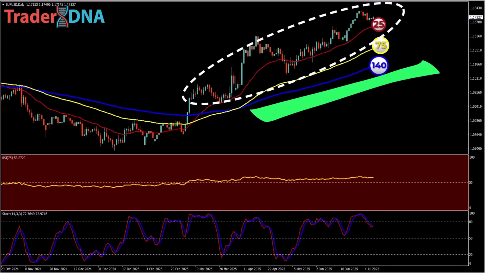Because when all three EMAs are lined up like this, with the short term on top, medium in the middle and long term on the bottom, and prices staying above them, boom! You've got visual confirmation that the trend is strong, healthy, and climbing higher.